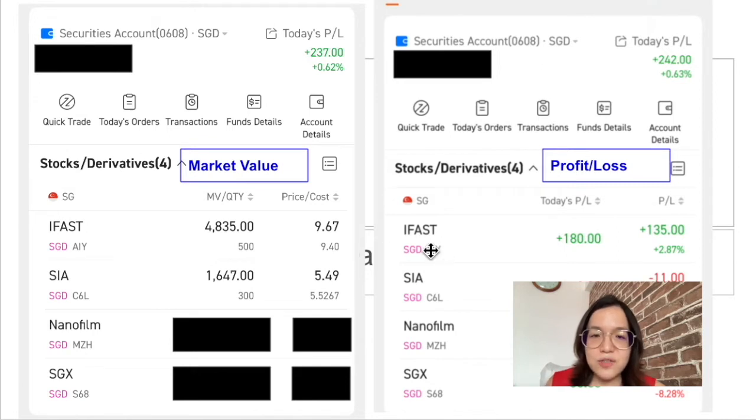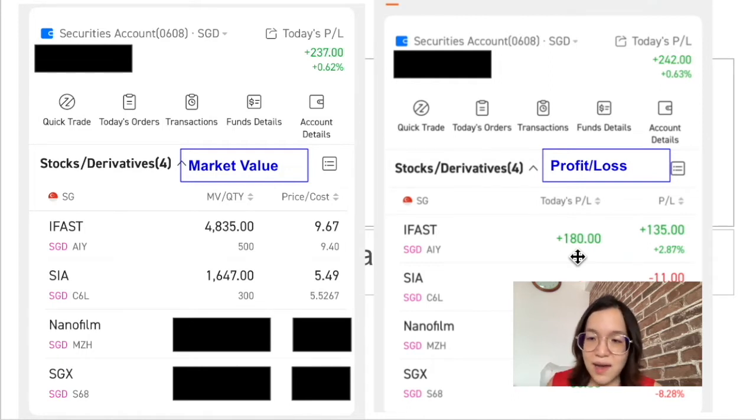So if you just scroll to your right, I think, yeah, you just scroll some more, you will see another column, which is today's P/L, which means profit or loss. So if it's in green, that means you are profiting. So for example, I'm making a profit. Okay, so if it's red, that means making a loss. But this plus 180 is not the amount of cash that I actually earn. This is actually profit or loss based on the overall market.